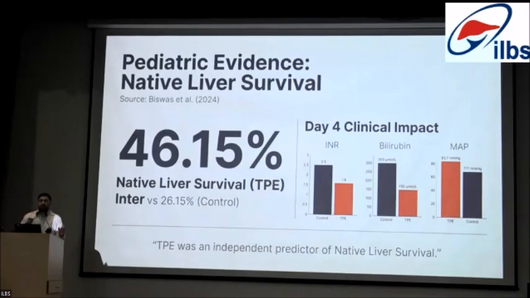So coming to the adult evidence, this is the pediatric evidence from our own institute, ILBS. When you see the outline of it, 46% native liver survival as compared to 26% with plasma exchange, with day 4 clinical impact of lowering INR, lowering bilirubin, and maintaining mean arterial pressure.